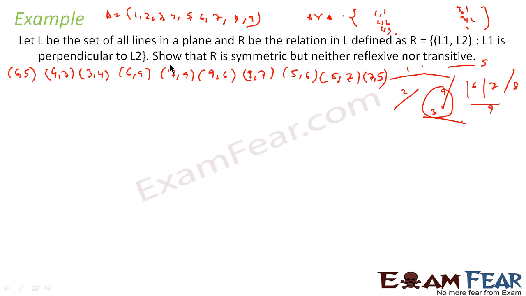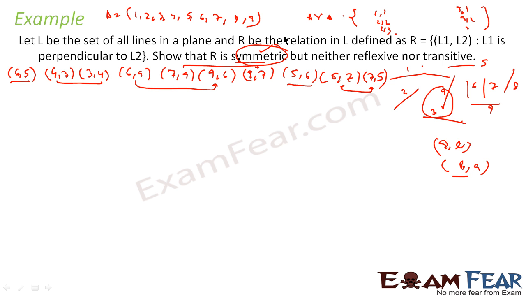Now the first thing we have to show is that it is symmetric. For symmetric, a flip will happen. That means if (A, B) exists, then (B, A) should also exist. Correct? If you see (6, 5), there has to be (5, 6). This is there, one pair done. You see (4, 3), there has to be (3, 4). This pair is done. (6, 9), there has to be (9, 6). This pair is done. (7, 9), (9, 7), done. (5, 6), (6, 5), done. (5, 7), (7, 5), this pair. So if you see any pair, if (A, B) exists, (B, A) also exists. That means it is symmetric. Correct?